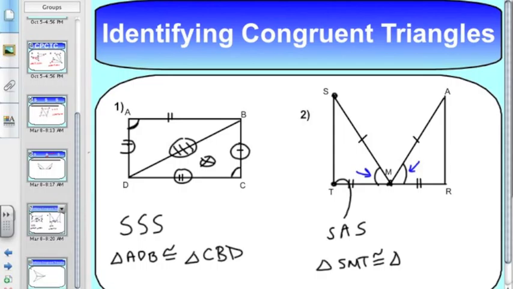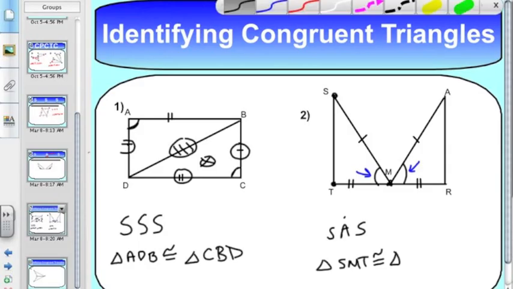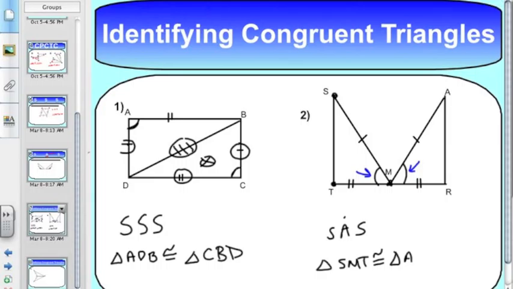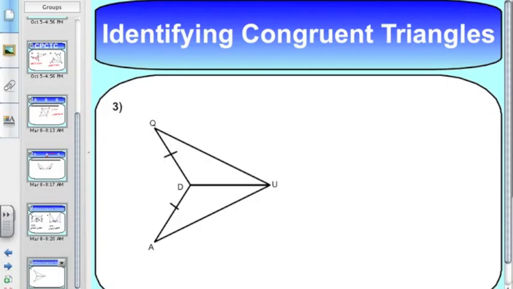So S, M, T. Okay, whoops, sorry about that. We'll erase that line. So SMT. Now, what does S correspond to? So we look at the triangle AMR and we say, okay, well, S corresponds to A, M corresponds to itself, and R corresponds to T. Now we have our congruent statement.